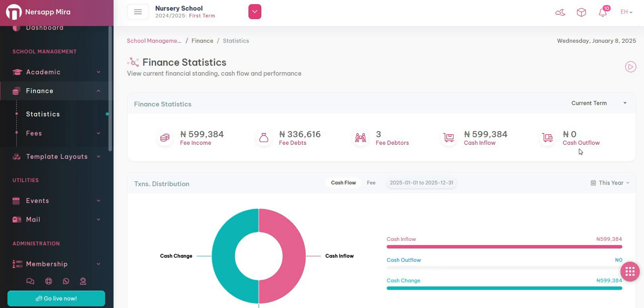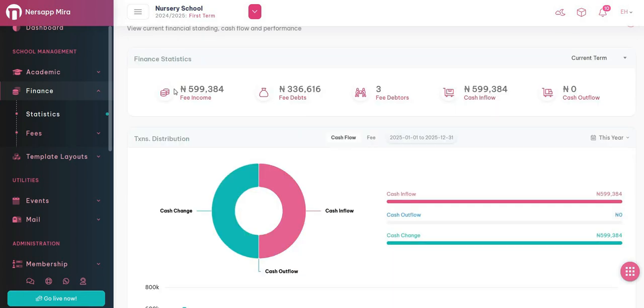At this level of the tutorial, NESAP strictly works on fee. For future updates of NESAP, we will be dealing with budgeting and payroll. But so far we have only fee, that is why the information here is limited. Below the financial statistics, we have the transaction distributions.